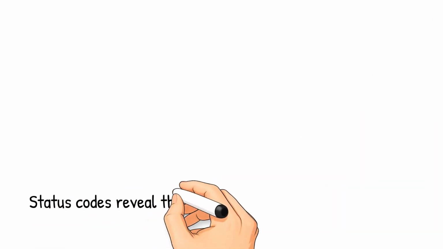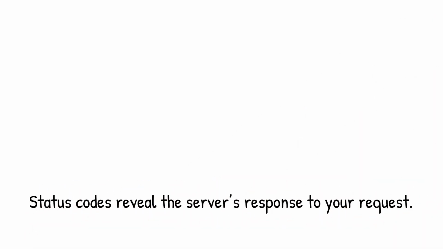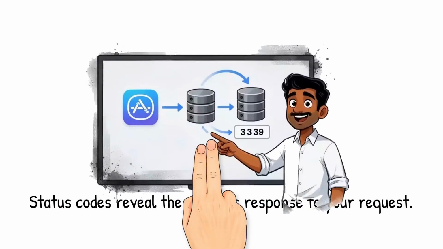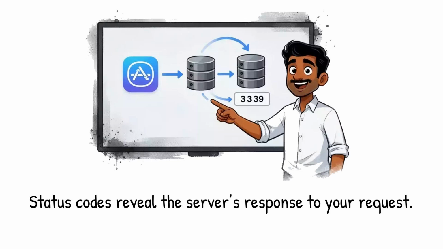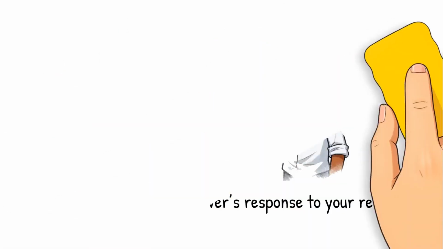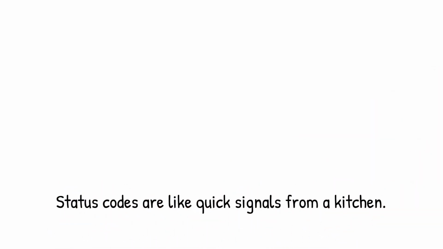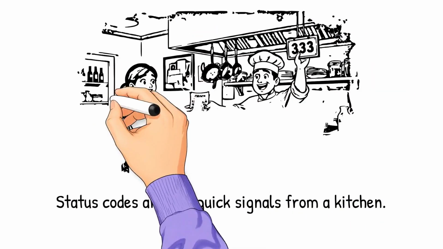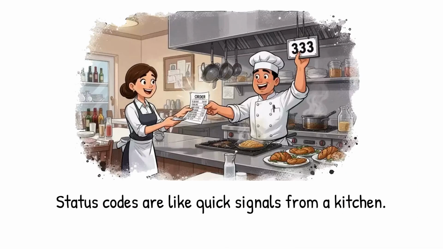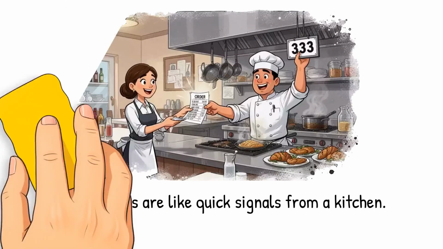So here's the idea. Remember from earlier episodes, your app sends a request, and the server sends back a response. Well, hidden inside every single response is a tiny 3-digit number. That number is the server's short way of saying, here's how your request went. Think of it like a reply from a restaurant kitchen. You send your order in. The kitchen sends back a quick signal, done, or we're out of that, or something caught fire back here. The status code is exactly that signal, just written as a number.